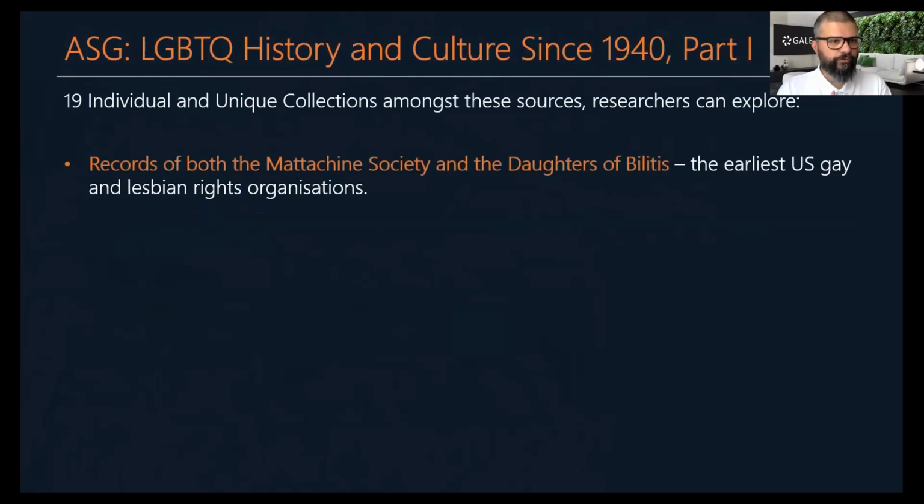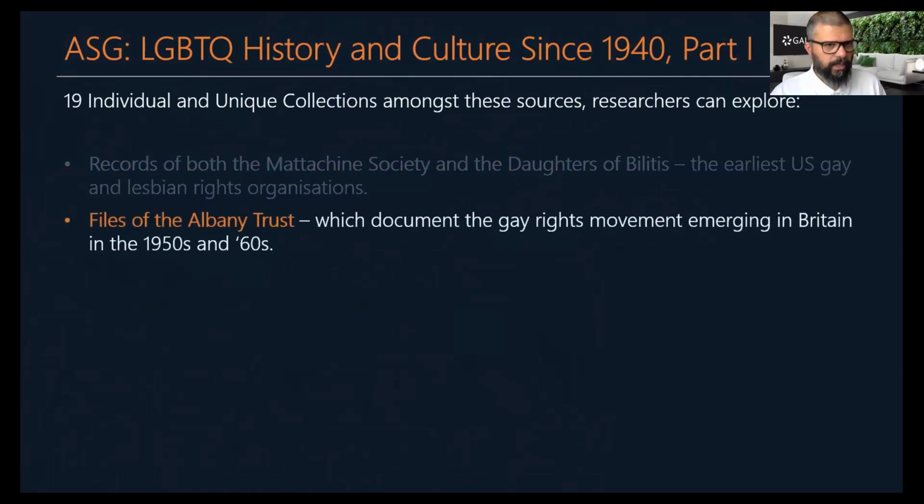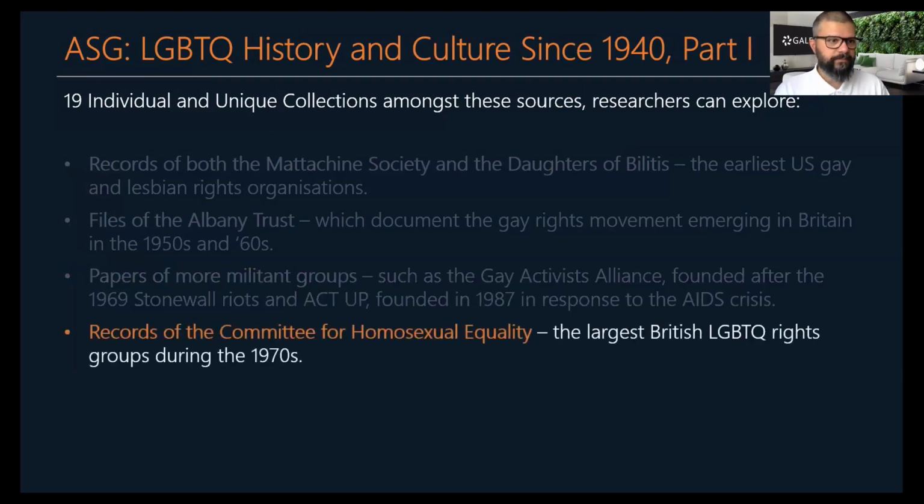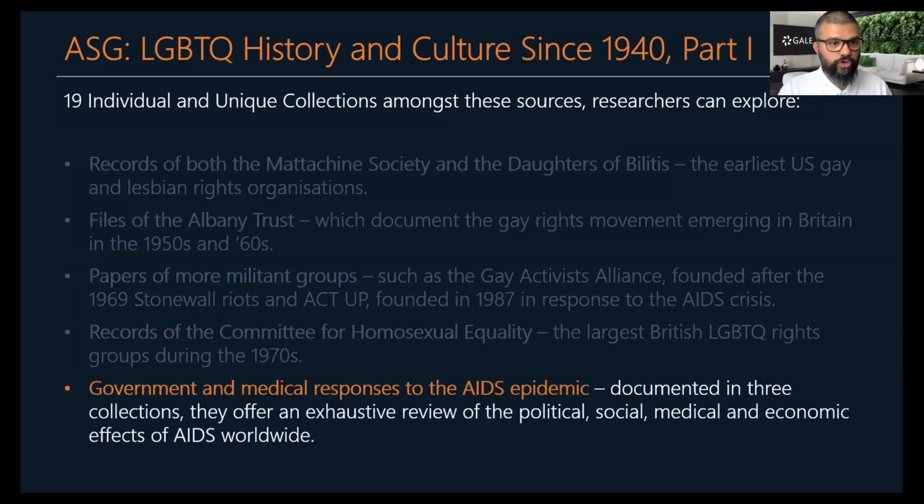The first one is the records of the Mattachine Society and the Daughters of Bilitis, which are among the earliest U.S. gay and lesbian rights organizations. I think they're still active. Next are the files of the Albany Trust, there are militant groups again, and there's great coverage of the Stonewall riots. In fact, there are a few dissertations you'll be able to find on our website, or a sample project someone wrote about the Stonewall riots. There are also records of the Committee for Homosexual Equality, and government documents relating to the AIDS epidemic in the 80s.